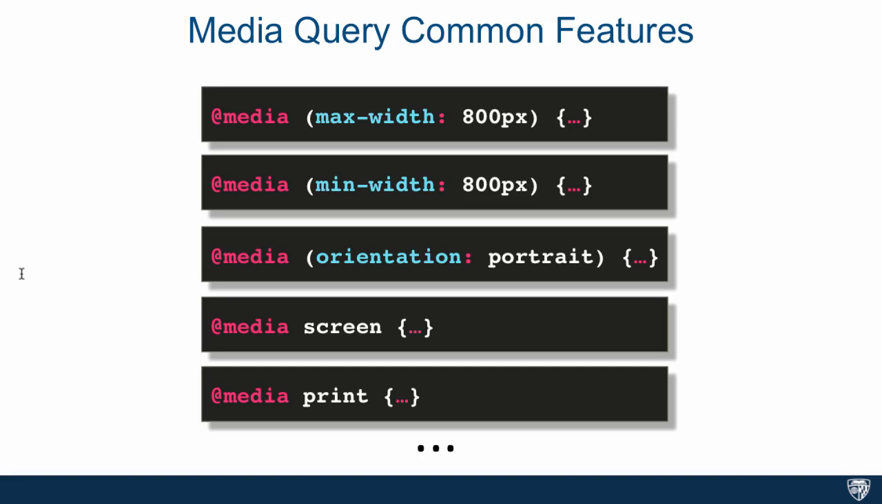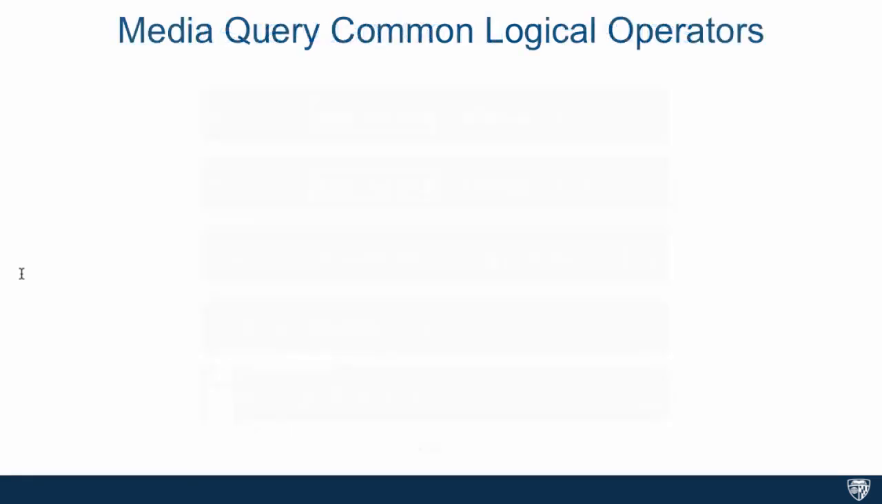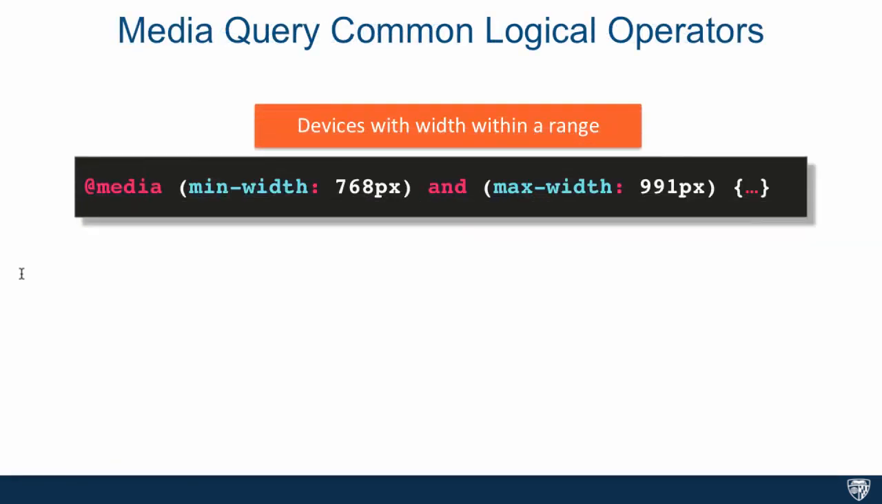Again, if any of these things evaluate to true, the styles contained within the curly braces of the media query will be in effect. As I mentioned before, even though there are quite a bit of these media features that are available, the most common ones are the max width and the min width. And again, the fact that they're most common really is connected to the fact that the most common way of targeting different devices is by the width of the device. In addition, as I said before, the media features can be combined using logical operators. One of the most common logical operators is the AND operator.